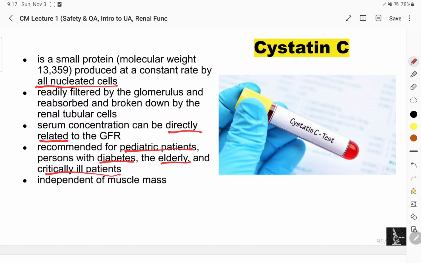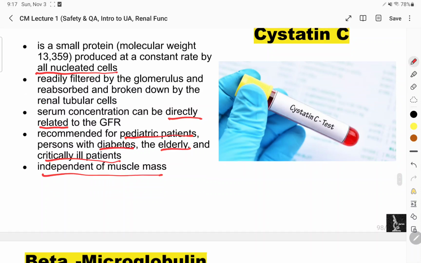And also, your cystatin C is independent of muscle mass. So, even if you have a high meat diet or you have a muscle wasting disease, cystatin C is okay.